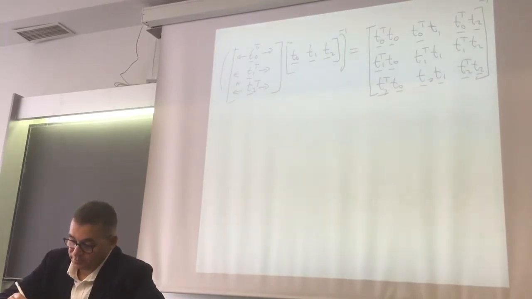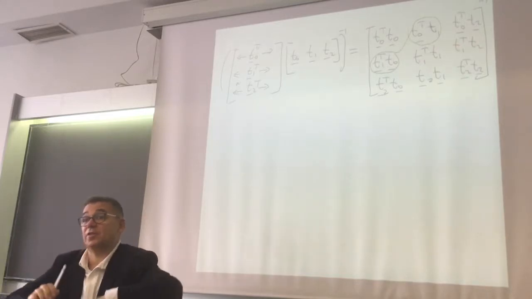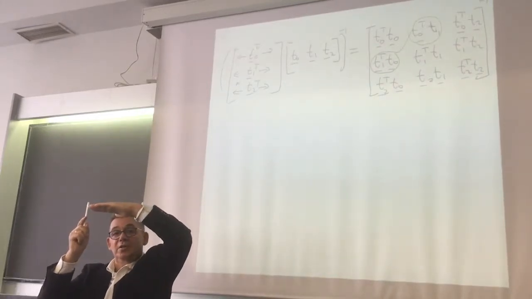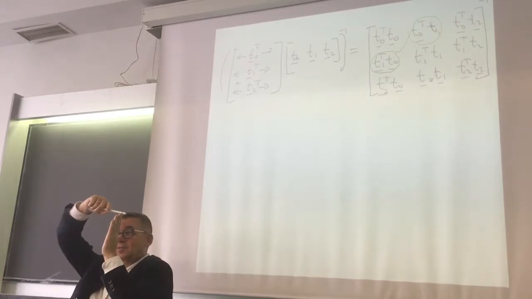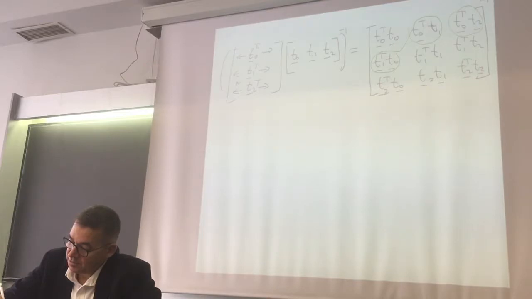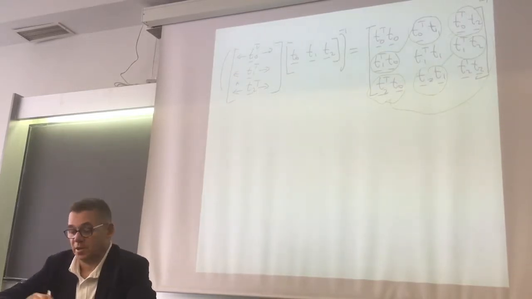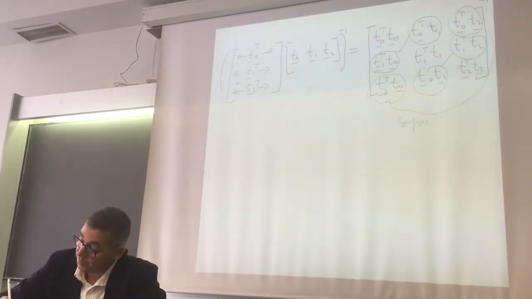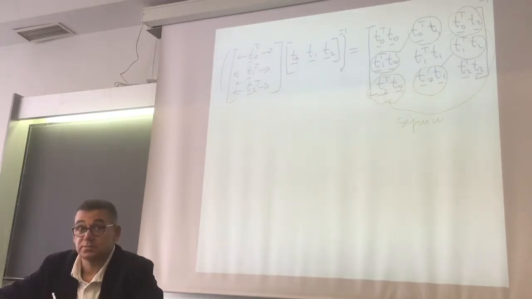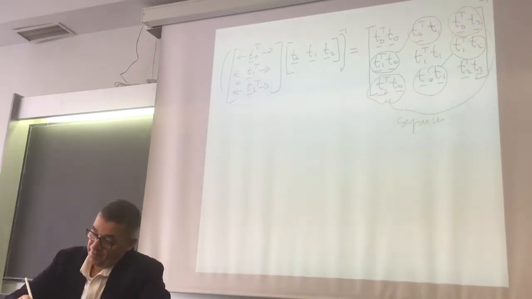First of all, this is equal to that, because making a row times a column is the same as making a column times a row. This is equal to that. This is equal to that. Okay? So the matrix is symmetric, as it should be. First verification.